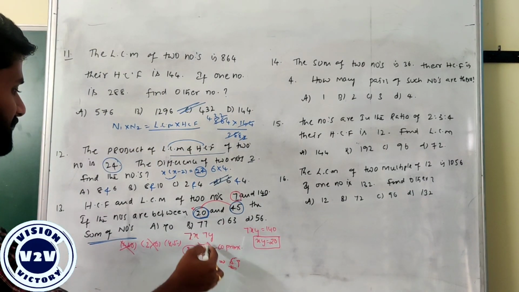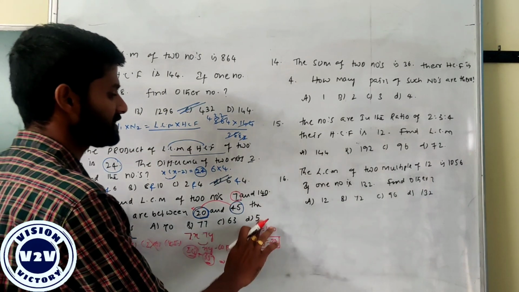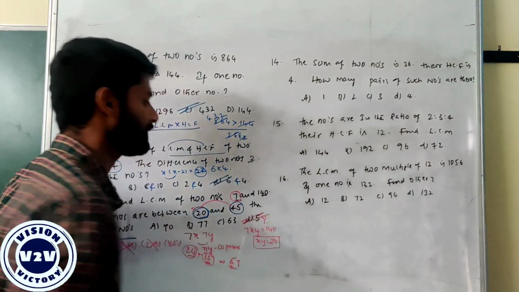So 7 5s are 35, 7 4s are 28, sum 59. Sorry, this is the 59. So the option is equal to 59.